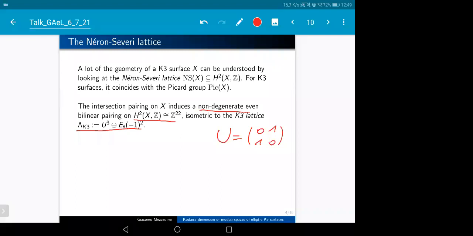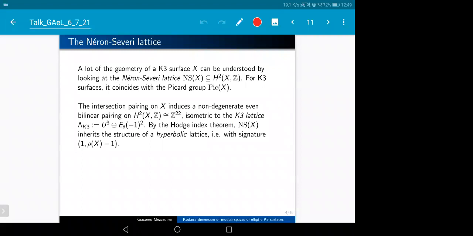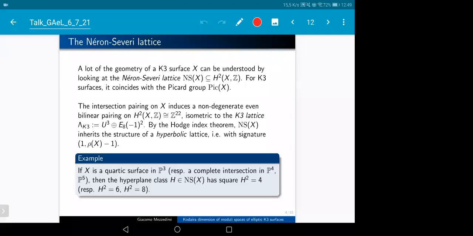Of course, this is about the H2, but we can look at the Néron-Severi lattice inside of this H2, and this will still be non-degenerate and even. We also know that its signature is hyperbolic, so its signature has only a one-dimensional positive part, and this is because of the Hodge index theorem. Let me give you an example of how we think about Néron-Severi lattices on K3 surfaces. Let's consider the examples that we had before, and focus on a quartic in P3.